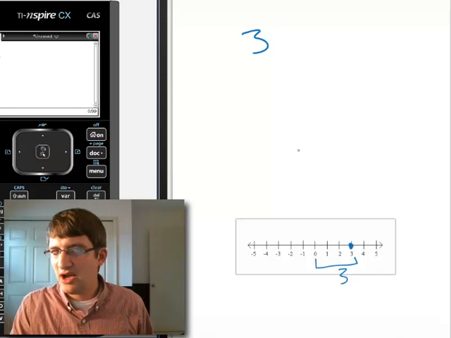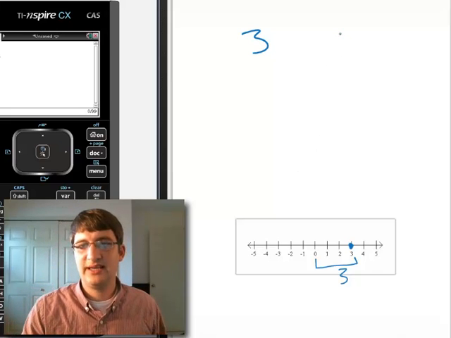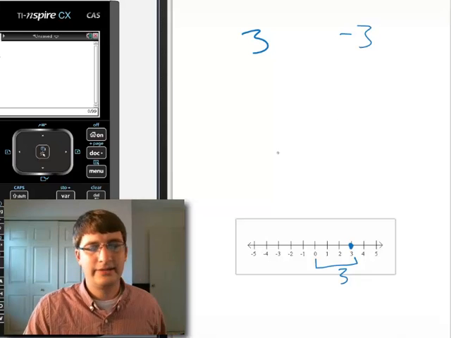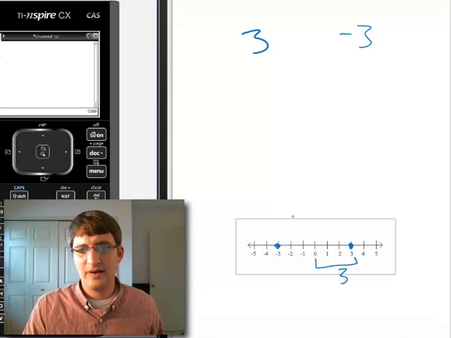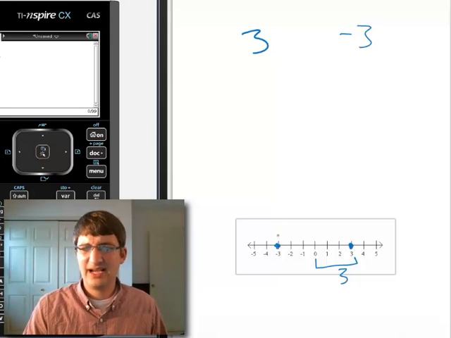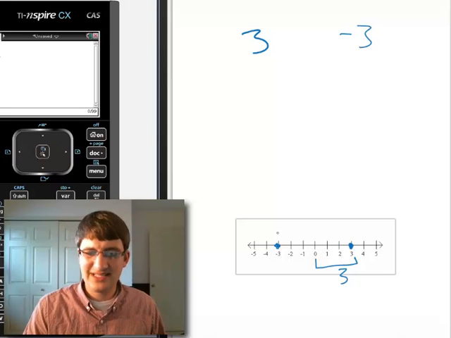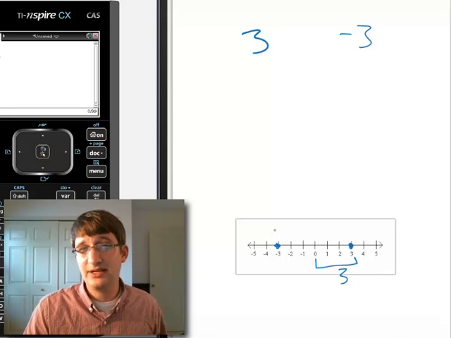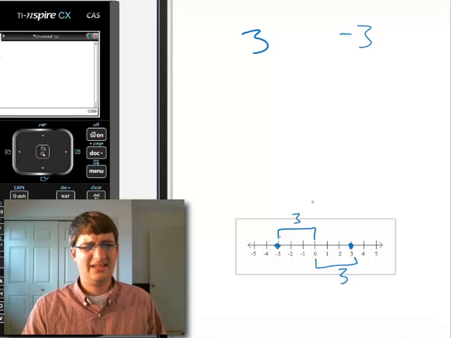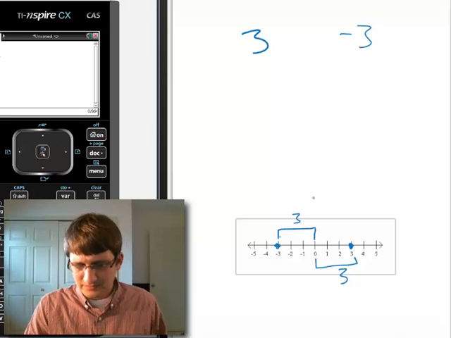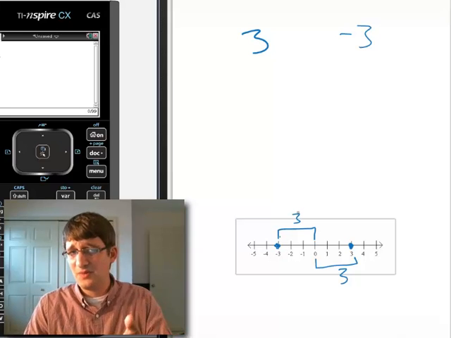This works the same way with negative numbers. For example, if I plot negative 3 on the number line, a dot at negative 3 has the same distance to 0. The only difference is it's kind of weird, because we don't say the distance is negative 3. We don't care about the direction. We just care about the overall distance, and distances always remain positive, so it's just 3, okay?